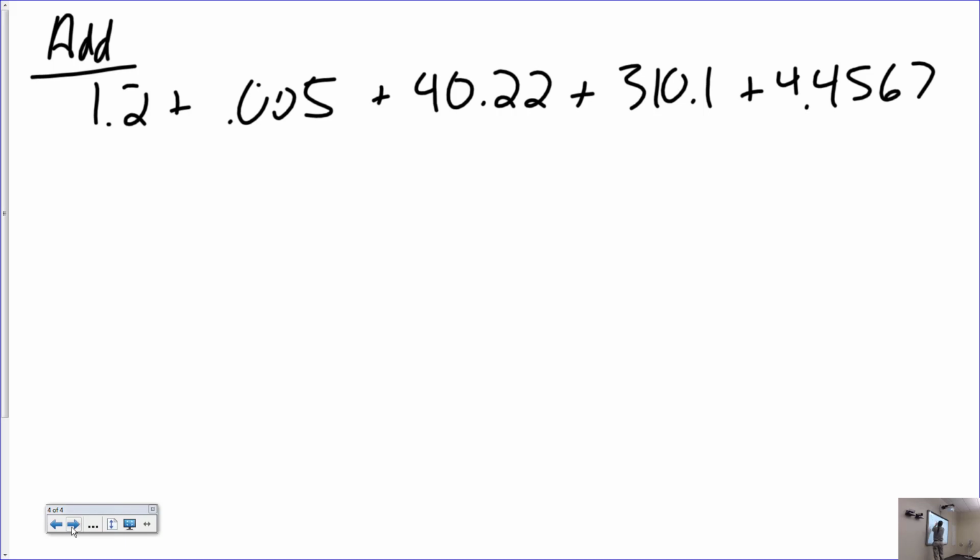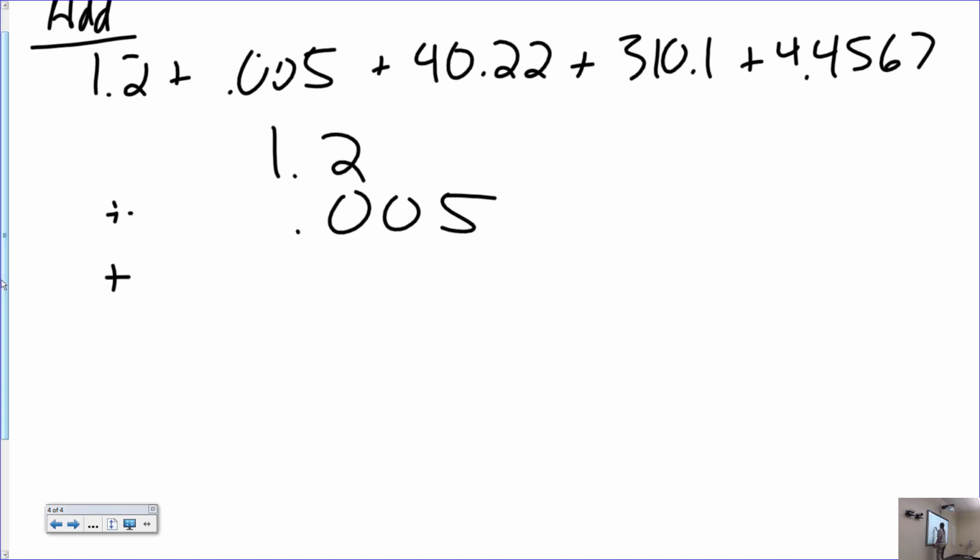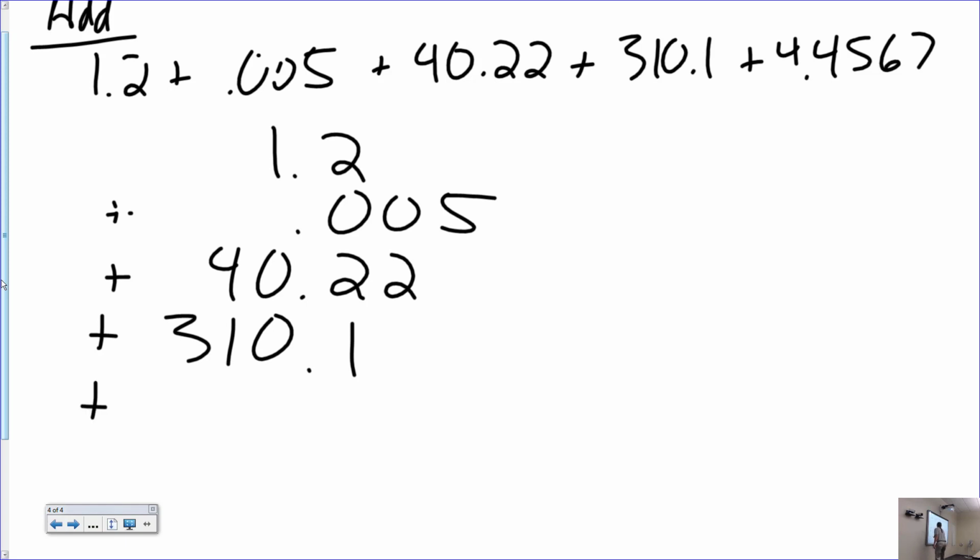So again, invariably, folks, we will give you the problem written horizontally, and it's your job to rewrite it correctly, vertically, okay? So that you need to be able to say, oh, this is 1.2 plus 0.005 plus 40.22 plus 310.1 plus 4.4567. And this is where having handwriting that is relatively neat comes into play.